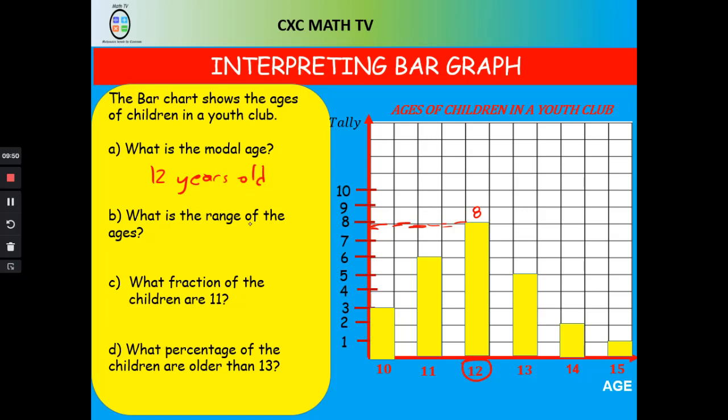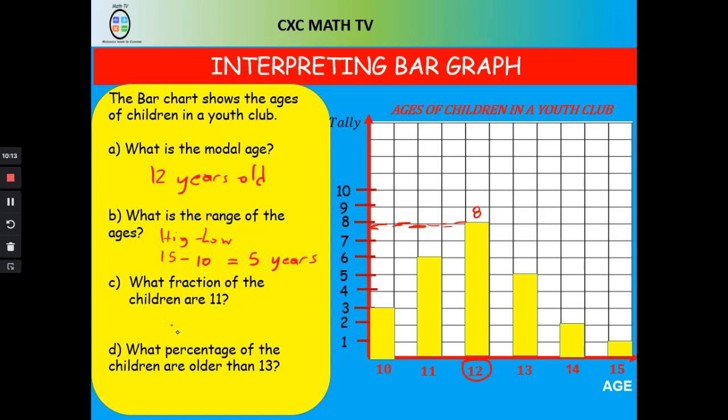Now it says, what is the range of ages? Now range is what? Highest minus the lowest. Now the highest age is 15 minus the lowest age is 10. So 15 minus 10 is 5. 5 years. That's it.